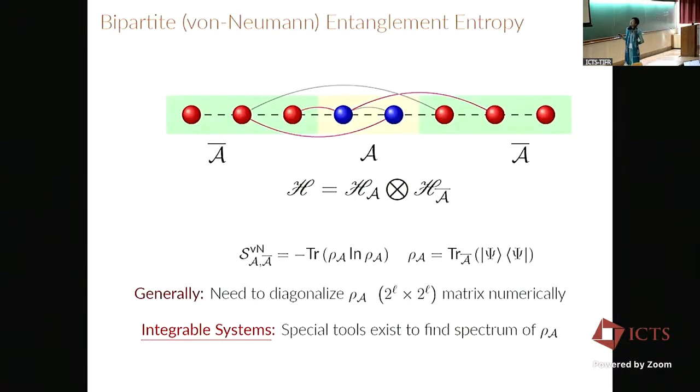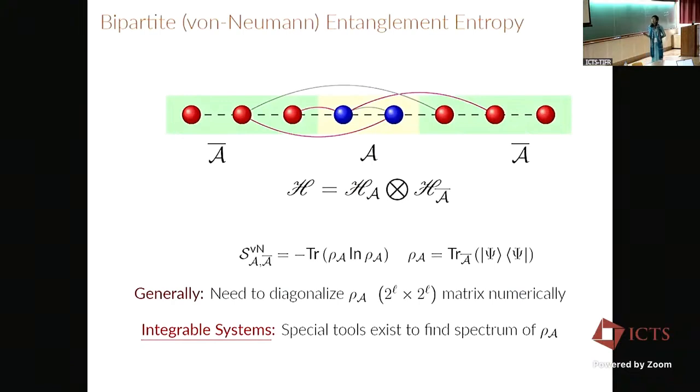I will quickly go through what kind of entanglement measure I will use. I will mainly use the bipartite von Neumann entanglement entropy. Suppose you have a chain and you divide it into two parts, A and A bar. The total Hilbert space is just a direct product of the Hilbert space of A and the Hilbert space of A bar. Then given a state psi, you define your subsystem, and you can calculate the von Neumann entanglement entropy between the subsystem A and the complementary part by this equation. The reduced density matrix of the subsystem A, rho A, one can obtain by tracing over the degrees of freedom of A bar of the full density matrix.